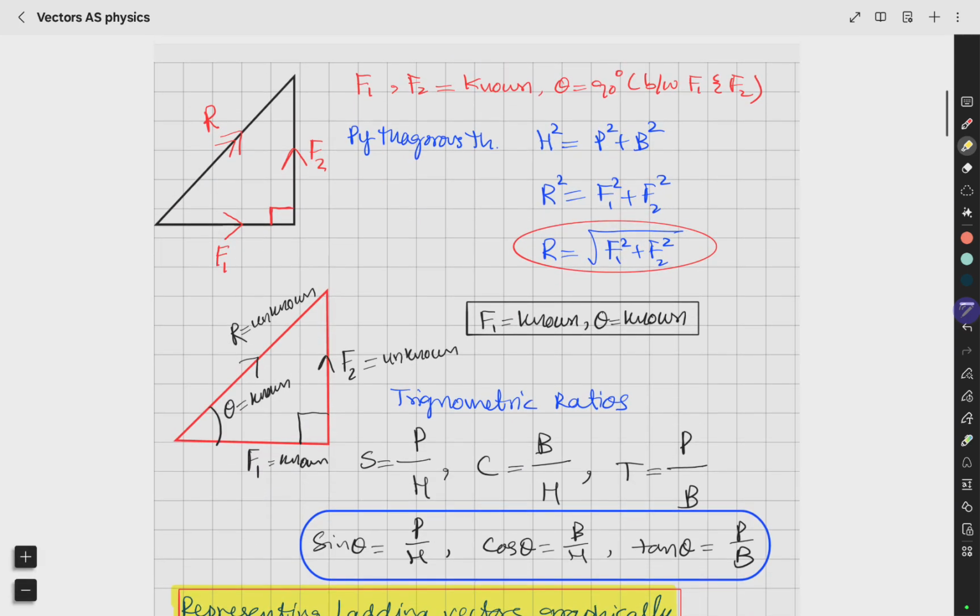If we quickly look at this example, where F1 and F2 are the vectors, which are right angle vectors, and R is their resultant. F1 and F2 are known, and their angle is 90 degrees. So you have to find the value of their resultant R. You use the Pythagoras theorem: hypotenuse squared is perpendicular squared plus base squared. The hypotenuse is the resultant here, so you add the squares of the perpendicular and the base, and then take the square root of both sides to get the value of the resultant.